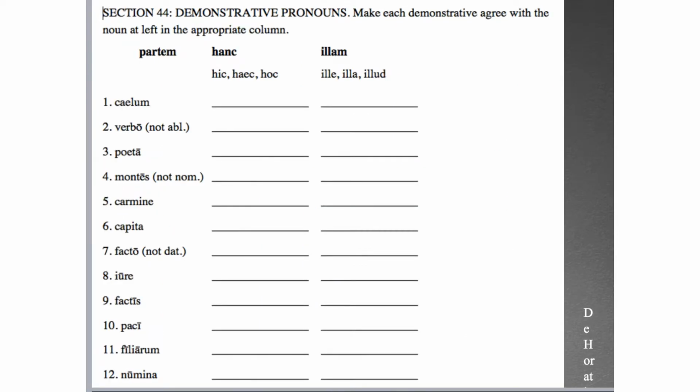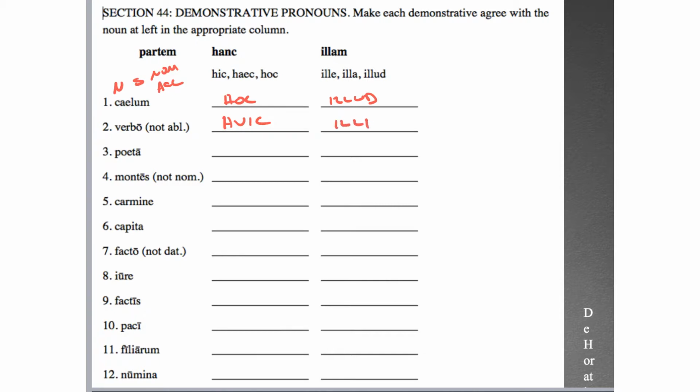All right, so similar, but now we are generating the forms instead of them being given to us. So for hic, haec, hoc, caelum is neuter, singular, nominative, and accusative. That is going to be hoc for hic, haec, hoc, and illud for ille, illa, illud. So for verbo, not in the ablative, right? That O can be either dative or ablative. So not ablative means it's going to be dative. So dative for hic, haec, hoc is huic, and for ille, illa, illud is illi.